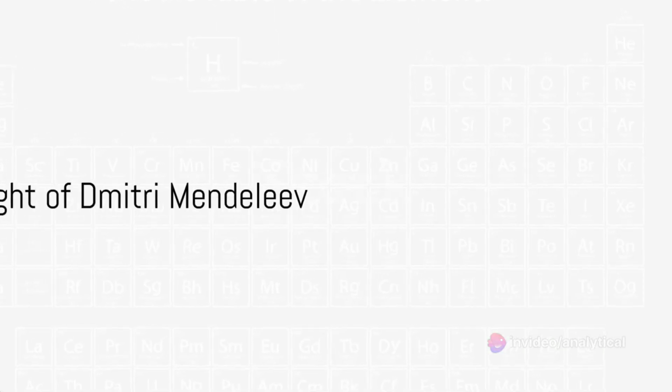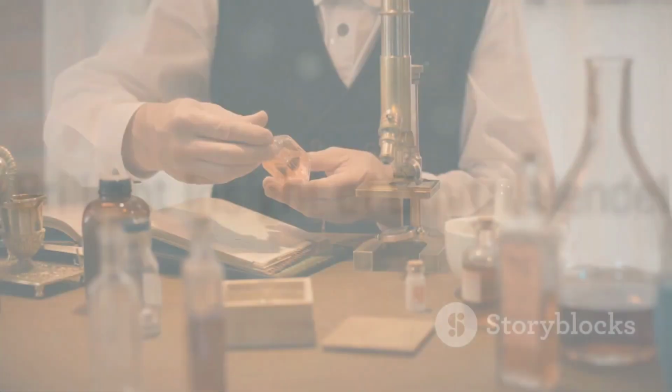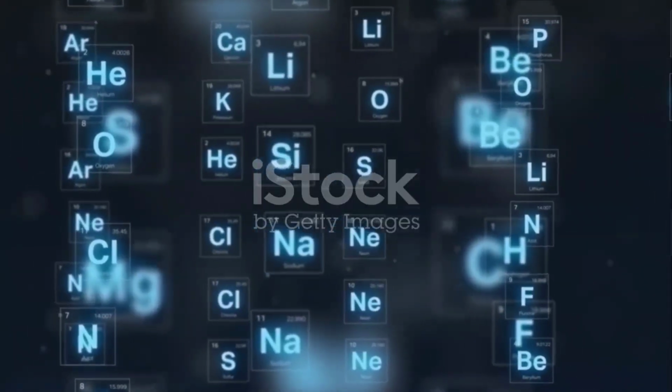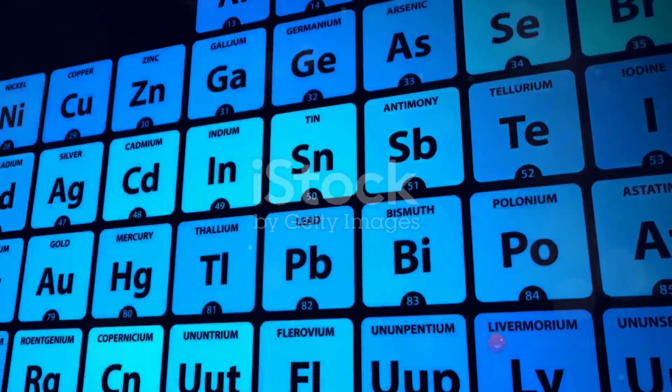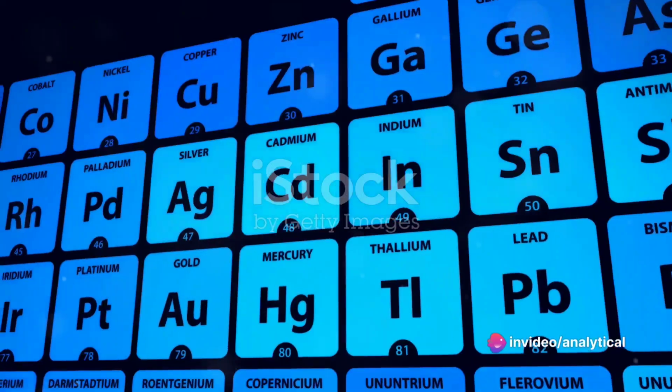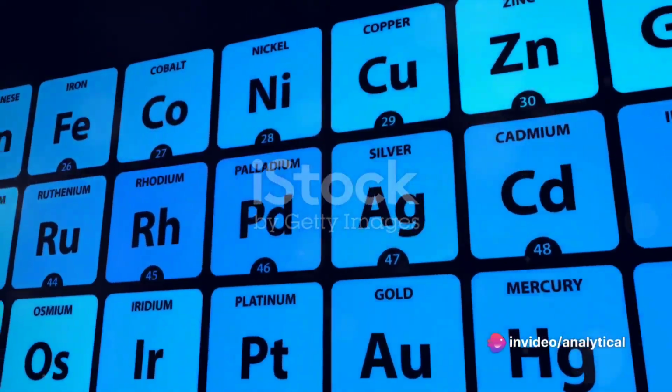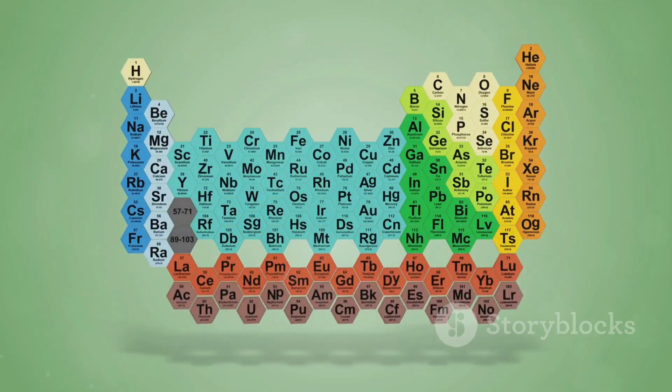Now, let's take a moment to acknowledge the host of our grand ball, Dmitri Mendeleev. In the late 19th century, Mendeleev had the foresight to leave gaps in his table, predicting the existence of elements yet to be discovered. His brilliant insight laid the foundation for the modern periodic table.